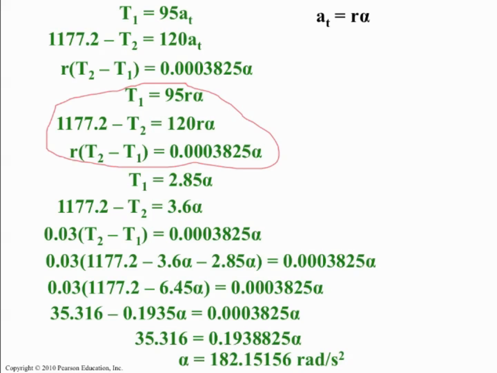Now, the question is the acceleration of the block, right? The acceleration of the block is a tangential acceleration, and alpha is just an intermediate step. So now we're going to go back up here to the top right of the screen, and fill in what we can for a sub t equals R alpha. We put in our R, we put in our alpha that we just found, and we find that a sub t equals 5.5 meters per second squared. And this is the final answer.